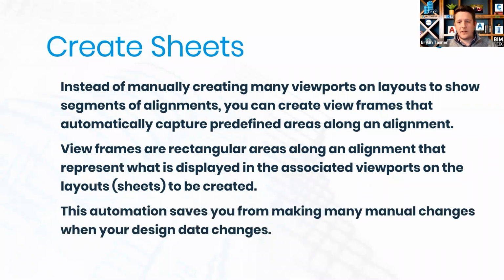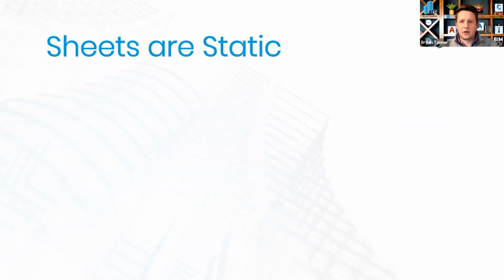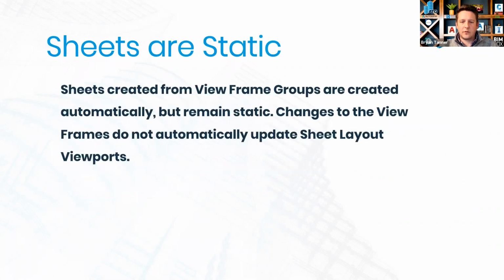The automation saves us from making those manual changes that I mentioned before, except for one little thing, and we're gonna get into that. The sheets are static. So once you develop a sheet from a view frame group, there is no inherent relationship between the drawing that's been created, the layout and the viewports that have been created, to the view frame itself. You can make changes to the view frame as much as you want, but it's not going to automatically change what's been produced in your layout.